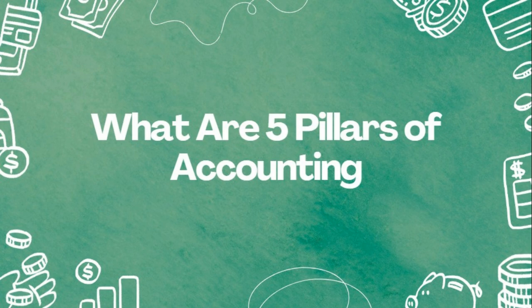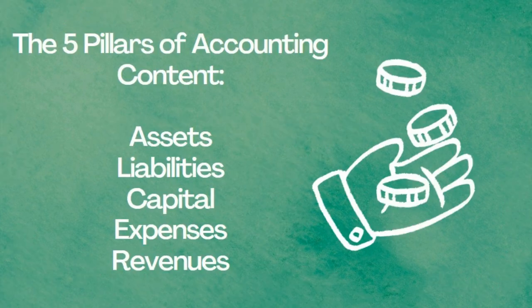So to begin with, I would like to tell you a small word, which is ALCER, that describes all 5 pillars of accounting. In this, A stands for assets, L stands for liabilities, C stands for capital, E stands for expenses, and R stands for revenues. So the word represents all 5 pillars of accounting, which includes the assets, liabilities, capital, expenses, and revenues.